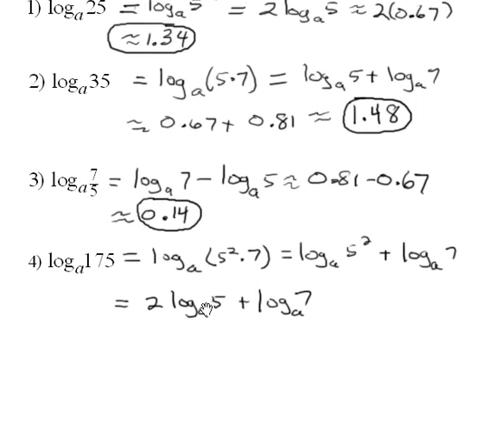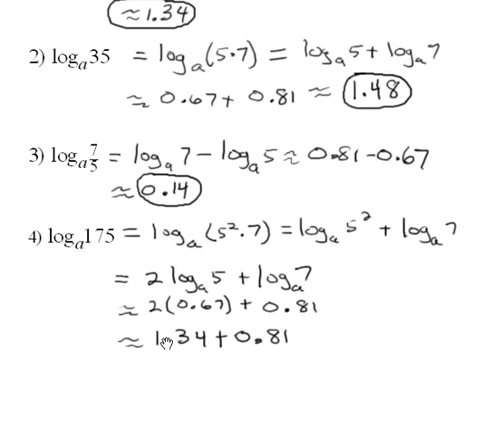Let's substitute in the approximate values for the log of 5 and the log of 7. So the log of 5 is approximately 0.67. Log of 7 is approximately 0.81. So I switch to my approximately equal sign. Let's double 0.67, which is 1.34. 7 times 2 is 14. Carry the 1. 6 times 2 is 12. Added to that 1 is 13. 2 decimal places in our answer.